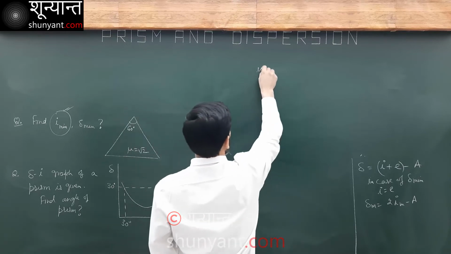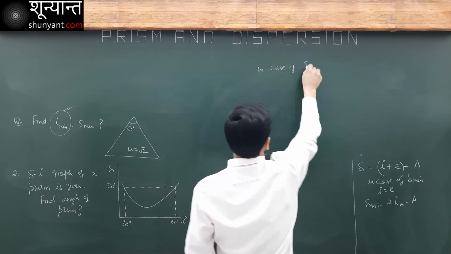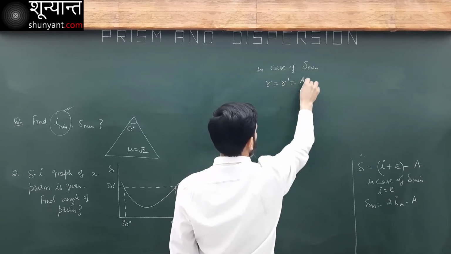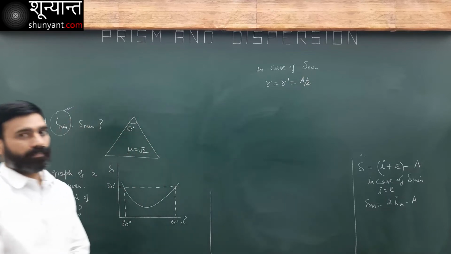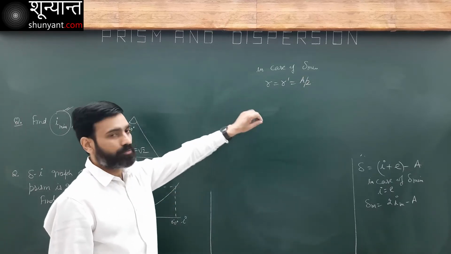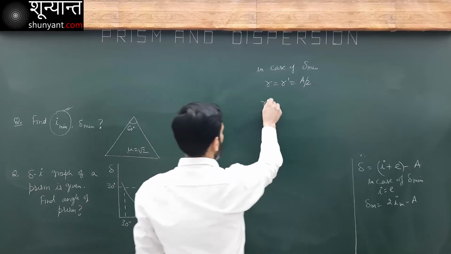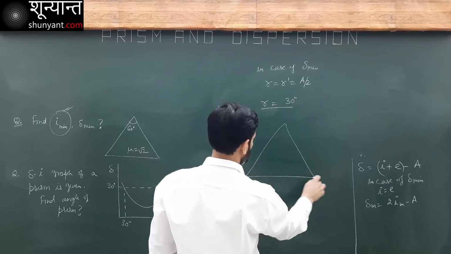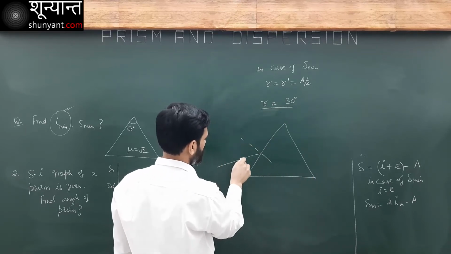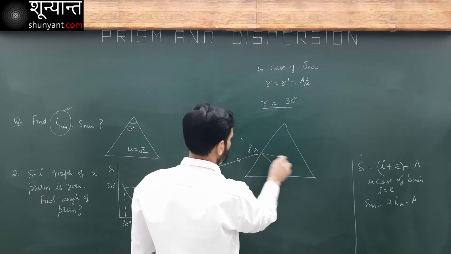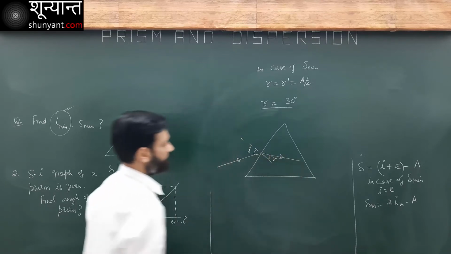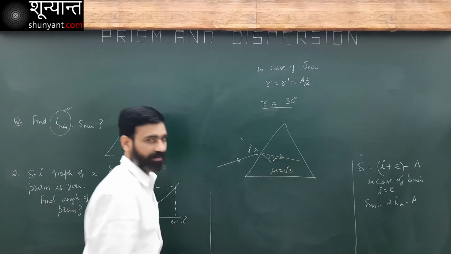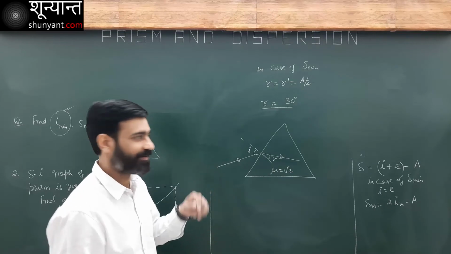In case of minimum deviation, R is equal to R dash is equal to A by 2. So here R is going to be equal to 30 degree. Now what is R? This is I, and this thing here is R. This mu is root 2. Let's see what answer we are going to get. We are going to get the same answer.